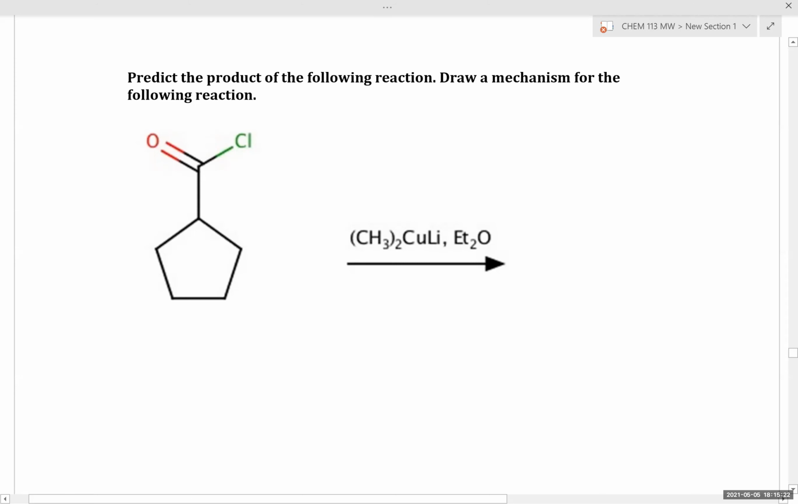So let's work on this example for about 3 to 4 minutes, and let's try to predict the product from this reaction and draw the mechanism for this reaction. And if there are any questions, I'd be happy to address any questions asked in the chat or verbally. And I'd appreciate if students would share their responses in the chat, verbally, or annotated directly onto the class whiteboard.